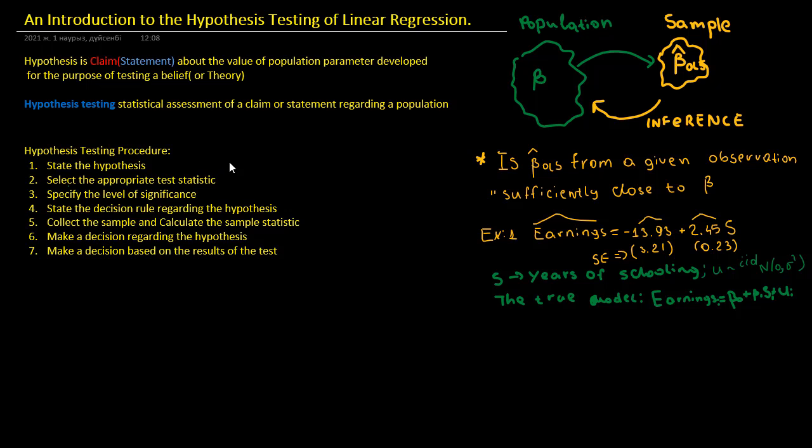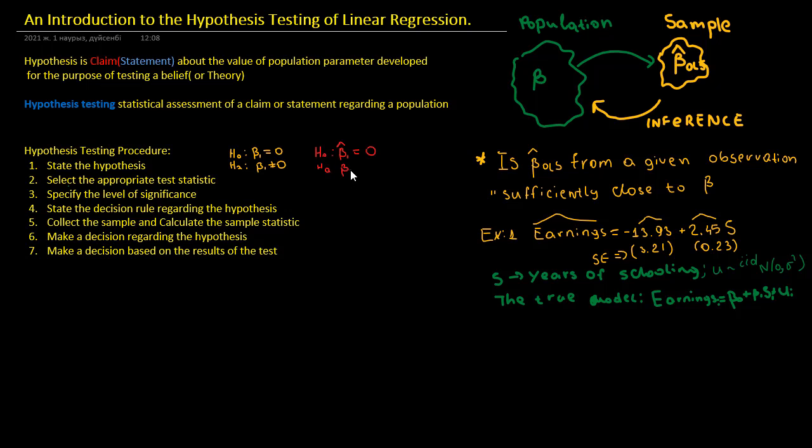The first step: state the hypothesis. You are asked to test whether your earnings depend on schooling. If yes, beta 1 is not equal to 0. If no, beta 1 is equal to 0. Here, our null hypothesis is beta 1 equals 0, and the alternative is beta 1 is not equal to 0. As we mentioned at the beginning of the video, we look at the sample and make an inference about the population.